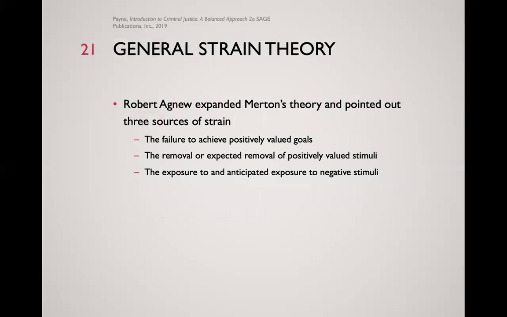So, general strain theory. Agnew expanded Merton's theory and pointed out that there are three sources of strain. Essentially, this is how he differentiated strain theory from Merton. He identified these three main categories of strain. So we have the failure to achieve positively valued goals, right? I have a goal of I want to get a job and I want to buy a nice car, okay? When I fail to do that, that presents a strain for me.